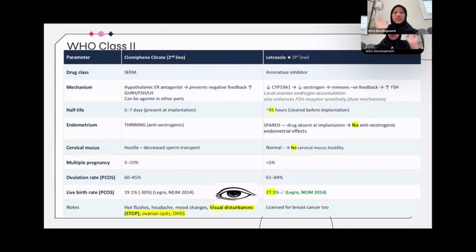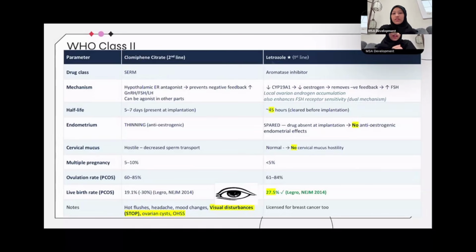So if you block those signals in the brain, then the hypothalamus can function normally and can release GnRH, FSH, and LH in a normal manner. So that is the function of clomiphene citrate. This sounds good, right? But it's still second line. We prefer letrozole. Several reasons for that.